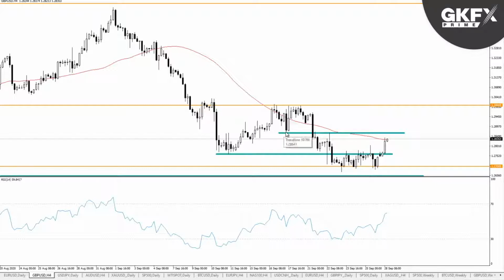First area of resistance would be that support and resistance there, but it has already been tested by this level, so it's not quite as strong in my book.